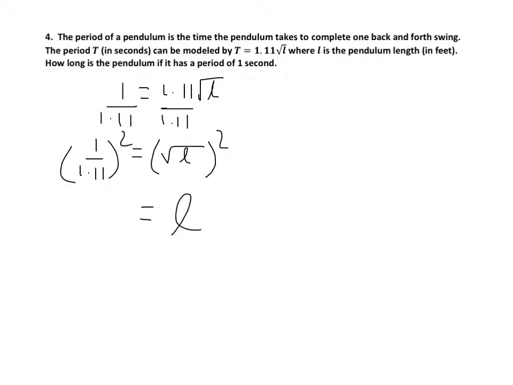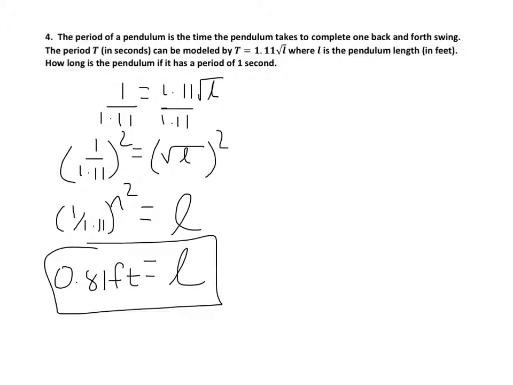So the length equals. So in your calculator, to get the best final answer, you should put in there, in parentheses, 1 divided by 1.1 to the second power. So the length would be 0.81 feet. Okay? So there we go.